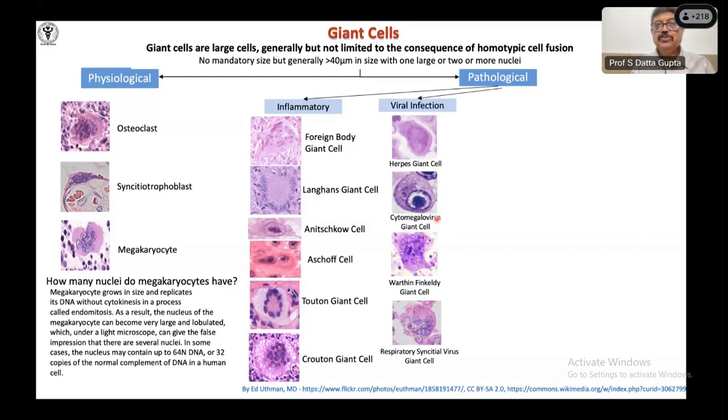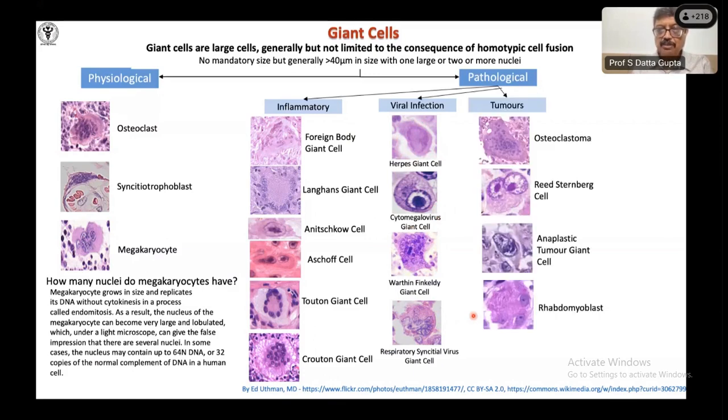Pathological viral infection, you have herpes, cytomegalovirus, Warthin-Finkeldey, and respiratory syncytial virus. So these are the giant cells seen in viral infection. In tumors, osteoclastoma, Reed-Sternberg cell, anaplastic tumor giant cell. They may have just one nucleus, which is very large. The cell is large, and of course, they have irregular nucleoli and so on. And you can have a rhabdomyoblast.